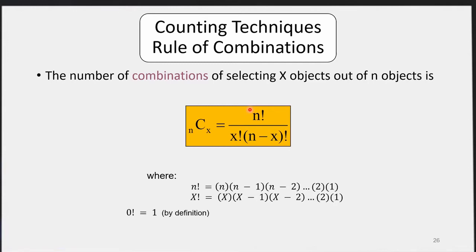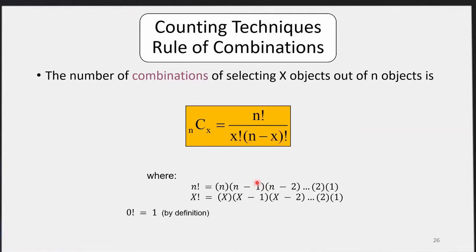Out of n objects, if you were to select x objects, the number of ways of selecting those x objects is given by this expression. So you have n objects. Let me repeat that again. You have n objects, and how many ways are there to select x objects from those n objects is given by this expression. N factorial, that is the total number, divided by x factorial, that is the number of objects you are selecting, times n minus x factorial.